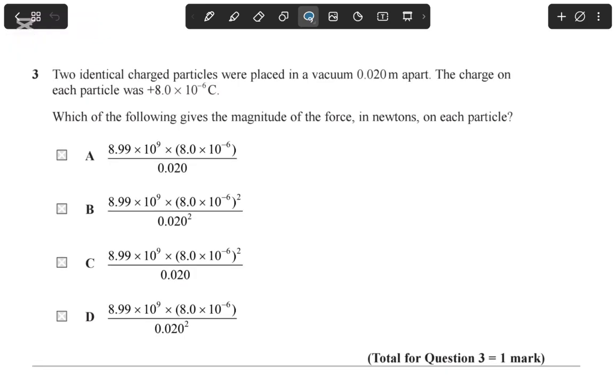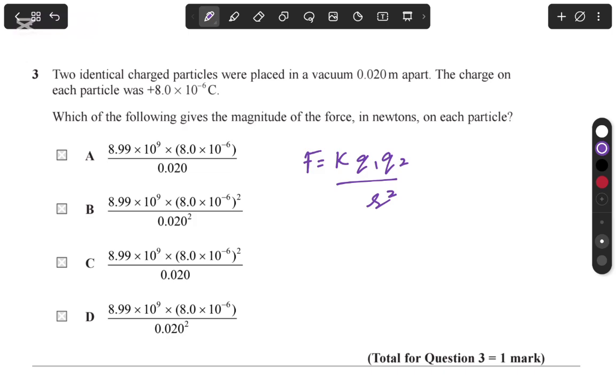Okay, the first question tells us that two identical charged particles were placed in a vacuum 0.020 meters apart. The charge on each particle was 8 times 10 to the raised power of minus 6 coulombs. And then they asked us to give the magnitude of the force in newtons on each particle.